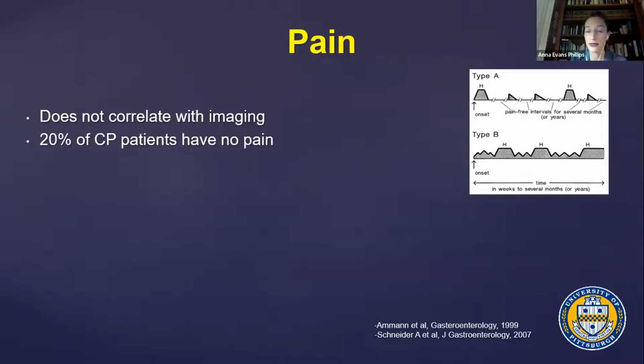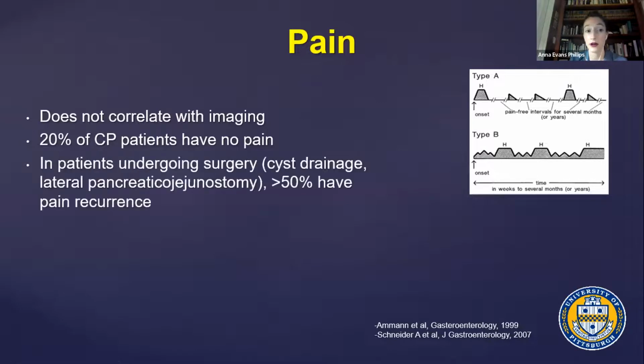There has been a prior well-used description of types of pain in chronic pancreatitis where patients may have type A pain, where they have long pain-free intervals for several months or years, as well as type B pain, where patients have an underlying chronic pain with exacerbations of pain, perhaps related to triggers of recurrent attacks of acute pancreatitis or for other reasons.